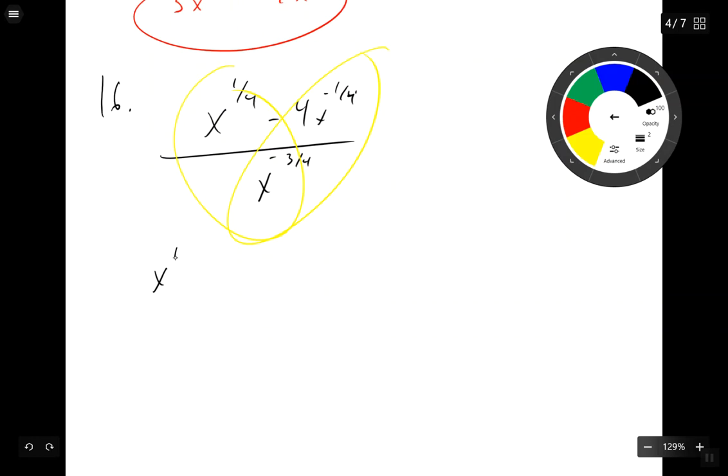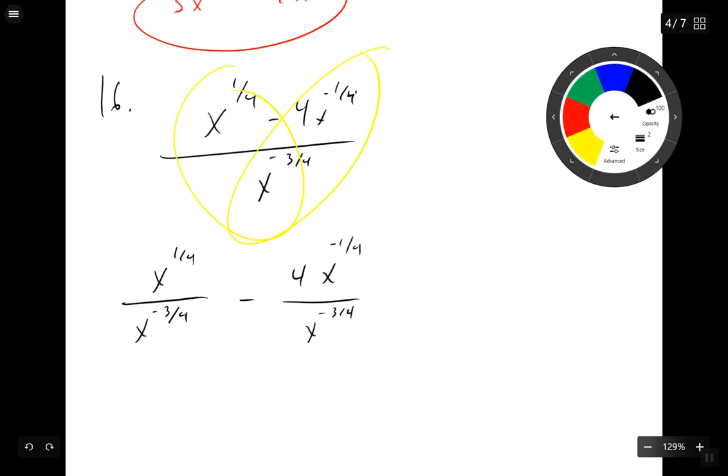So I'm going to end up with, since I'm doing division, let's write this out though. Let's do x to the 1/4 divided by x to the negative 3/4, and we'll deal with that in a minute, minus 4x to the 1/4. Is that a negative? Sorry, it's negative 1/4, right? I put the negative right there for that. And then it's x to the negative 3/4.